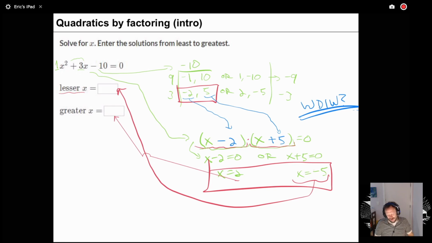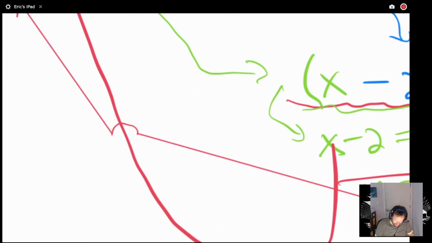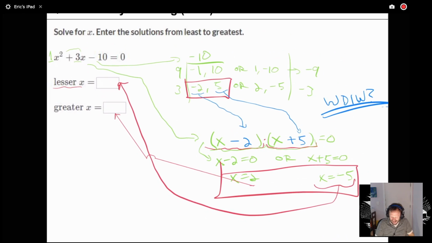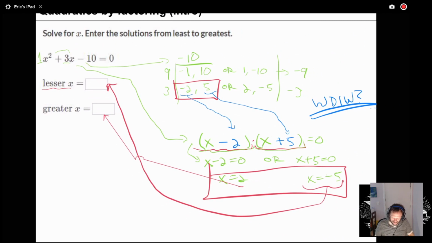Kind of fun. Trying to make it like a little hop over the top there. Kind of looks like that. Not quite. I don't know. Keep working on it, getting used to this device. 2 goes here, and the negative 5 here.